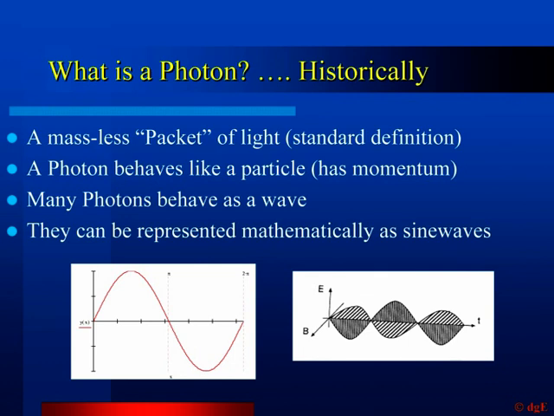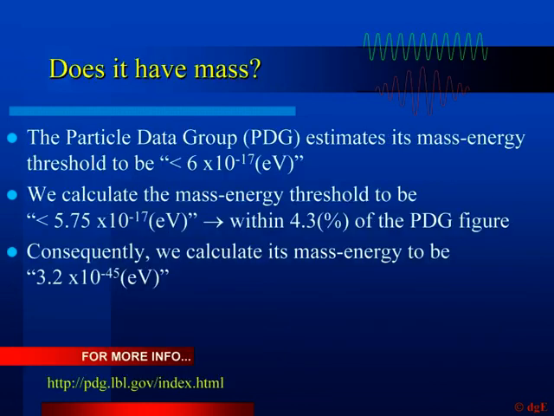What is a photon, historically? A photon is a massless packet of light, that's the standard definition. A photon behaves like a particle, it has momentum. Many photons behave as a wave and they can be represented mathematically as sinusoids, as the diagrams indicate.